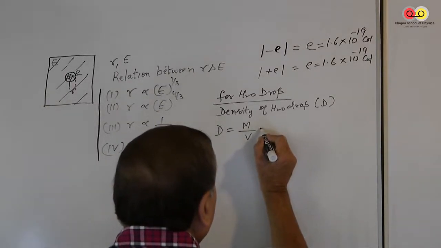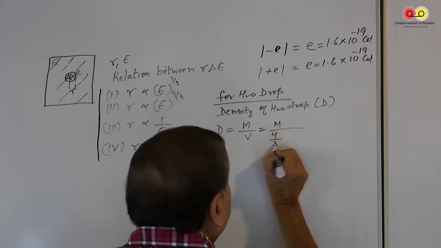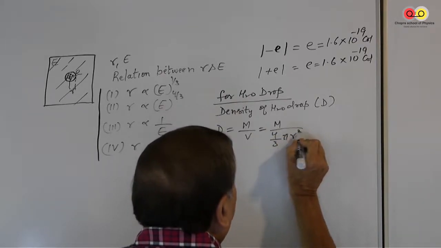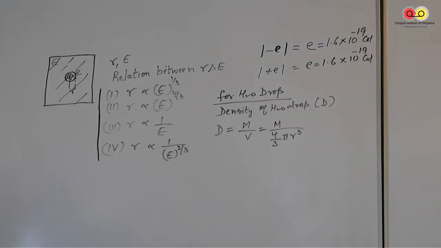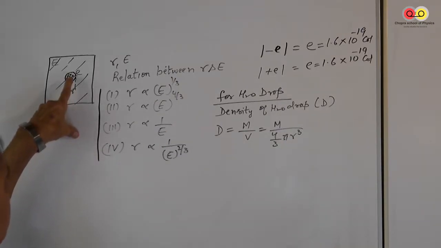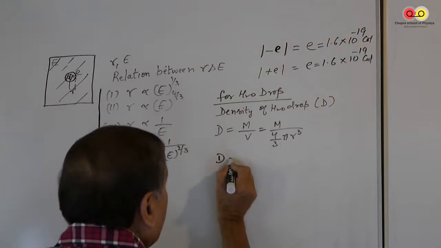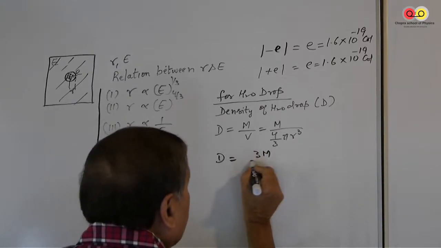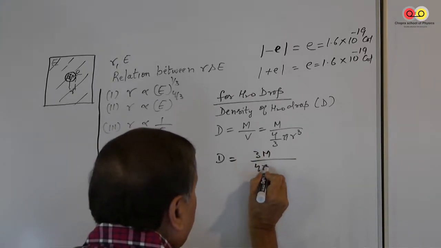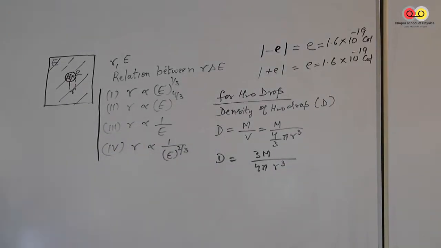Now, the volume of the water drop means the volume of a sphere, because this is a sphere. So we should write D equals m over 4 by 3 pi r cube. This is the formula. What is r representing? The radius of the water drop. So the density will be 3m divided by 4 pi r cube. Like this, we can write the density of the water drop.